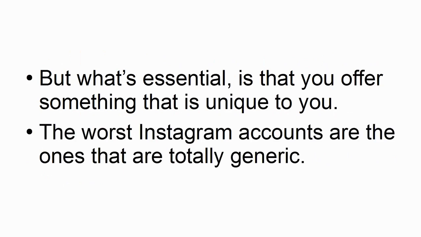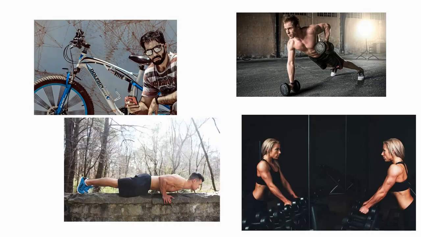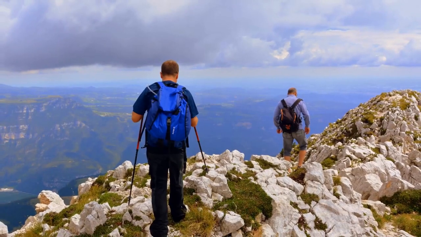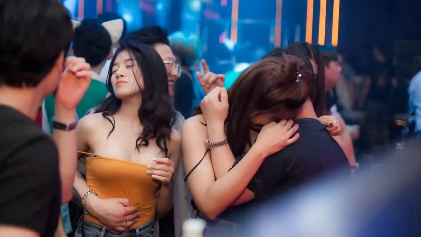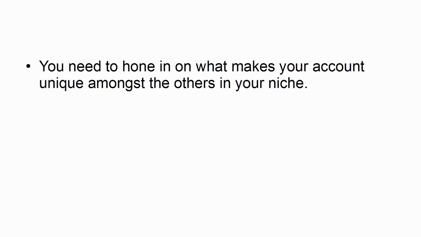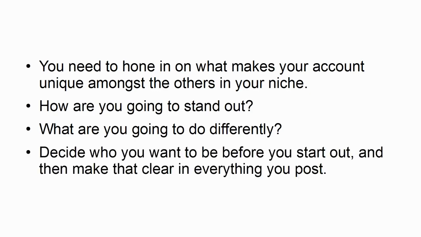The worst Instagram accounts are the ones that are totally generic. Fitness brands that have a random selection of photos of people working out. Or travel accounts that post pictures of people hiking through the mountains one moment and people in clubs the next. You need to hone in on what makes your account unique amongst the others in your niche. How are you going to stand out? What are you going to do differently? Decide who you want to be before you start out, and then make that clear in everything you post.